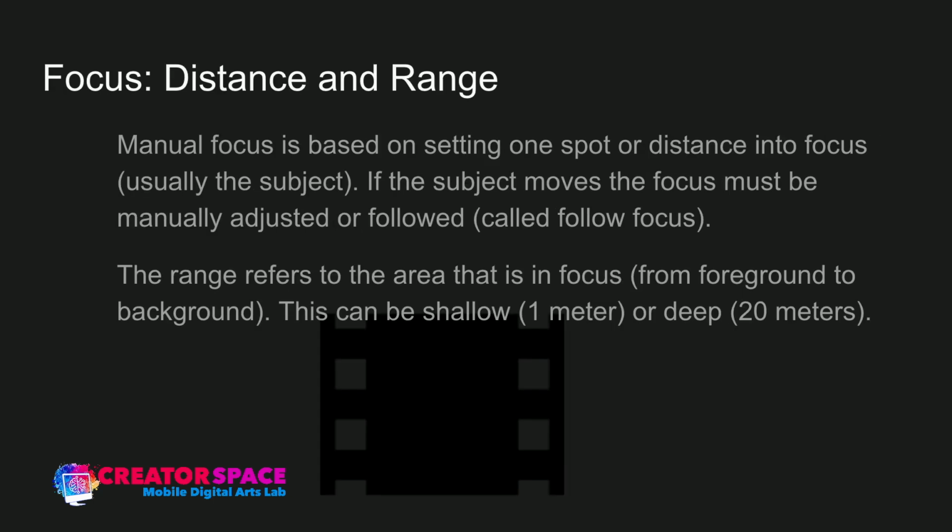Okay, then focus is about distance and range. Manual focus is based on setting one spot or distance into focus. Now, there's a correlation. The higher the f-stop, the more things are in focus, so the larger the depth of field is. If you have 22, you're going to have the most depth of field possible. If the lens is open all the way up to a 2.8, a 1.5, or a 3.1, as I just showed you, that has less depth of field. So there's going to be less things in focus.